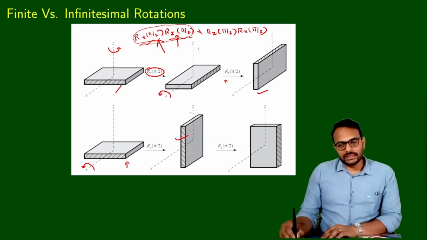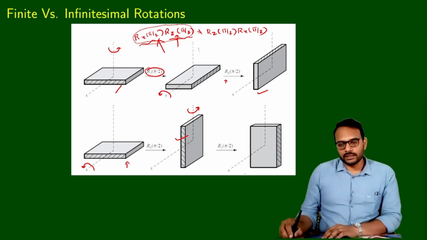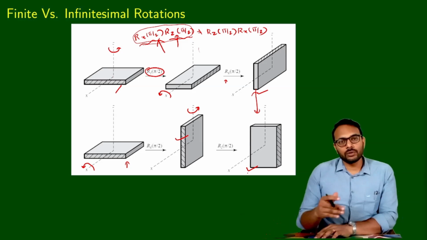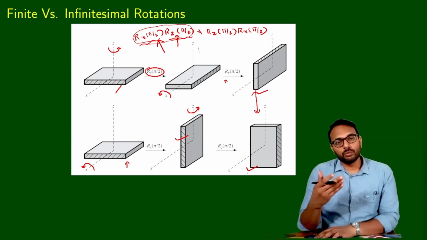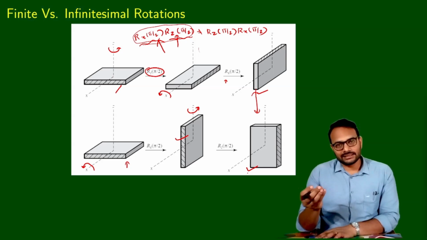Now you make a rotation about the z-axis again by an angle pi by 2, as we said, in the counterclockwise direction. You see that the final orientation is as given in this picture. Clearly we see that these two are not the same. The final orientation is different depending on which rotation was carried out first. So this clearly illustrates that finite rotations about different axes do not commute in general.